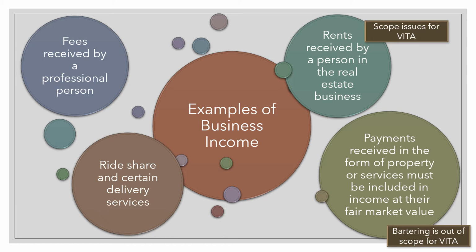And it's really important to recognize as well that any payments that are received in the form of property or services must also be included in income at their fair market value. So this is like bartering. And here again, if we have a taxpayer and we discover that they've been doing some bartering, we have due diligence. We need to tell them that this is something that needs to be reported on their return. But unfortunately for this year, we would not be able to help them with that because bartering is out of scope for the VITA program.